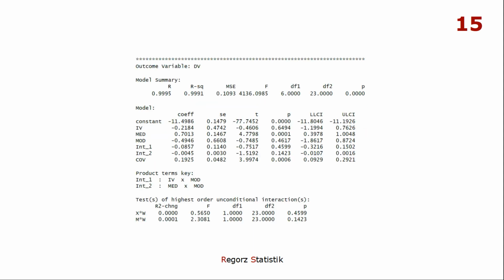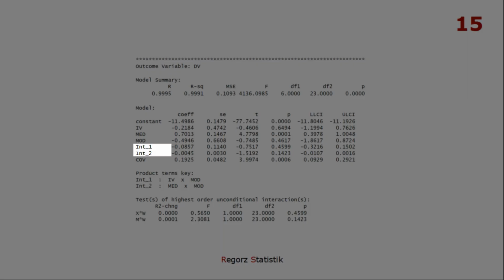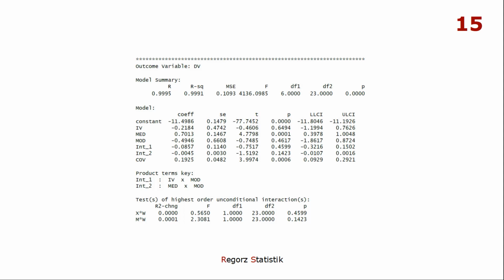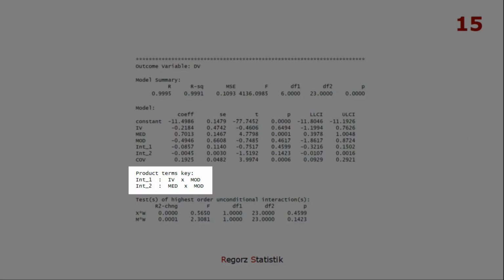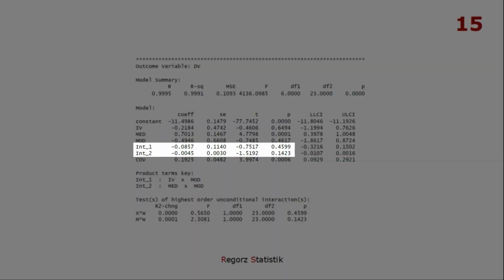The second model is more complex because now we have 2 interactions here. In order to know which interaction is which, we look at the product terms key, and we can see interaction 1 is the interaction between independent variable and moderator. That's the moderation for the direct effect C prime. And more interestingly for us, interaction 2 is the interaction for the B path. In this example, both are not significant. And here we would see the effect sizes for both possible moderations, which are quite non-existent in this example.